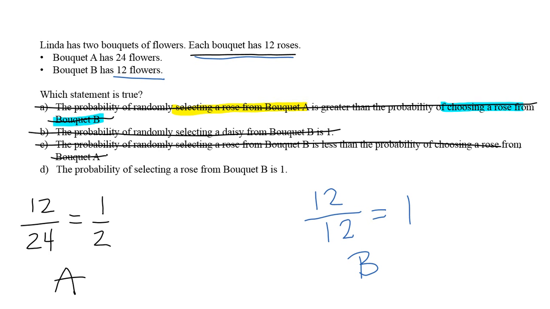The probability of selecting a rose from bouquet B is 1. We can see from our work right here that that is true, so D here would be our answer.